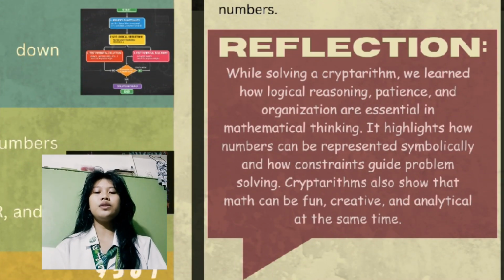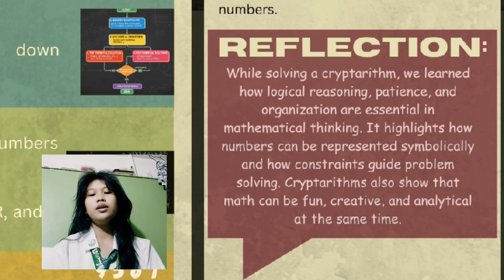Now let's move on to our understanding of cryptarithms. We explored the interesting world of cryptarithms. At first, it looked confusing because the numbers were replaced by letters. But as we started solving, we realized it's like cracking a hidden code using logic and math. In a cryptarithm, each letter represents a unique number, and our goal is to make the equation correct.